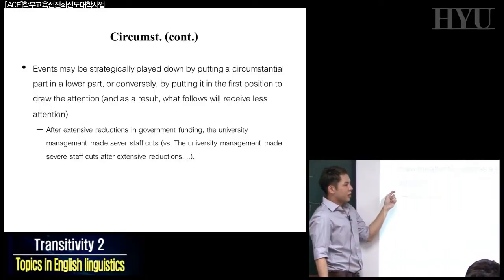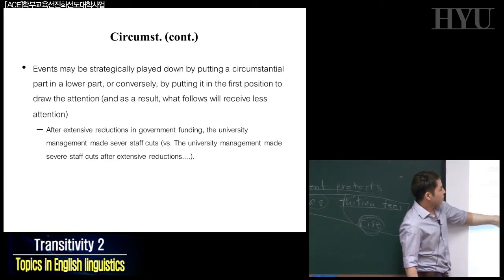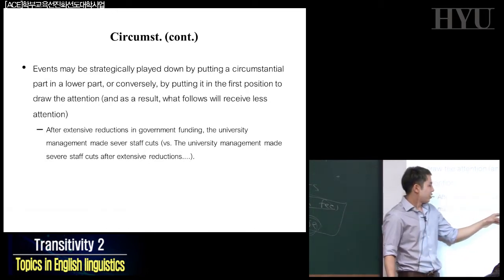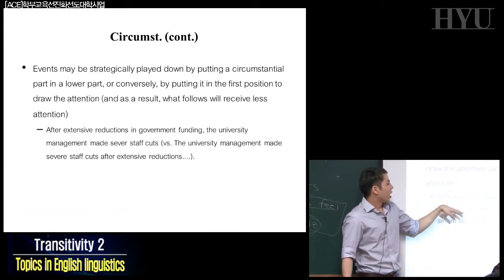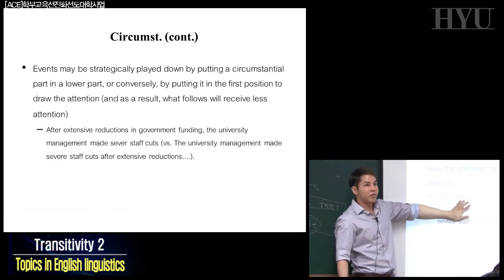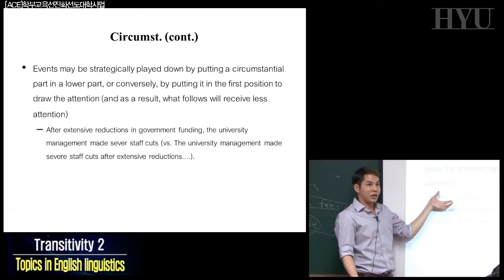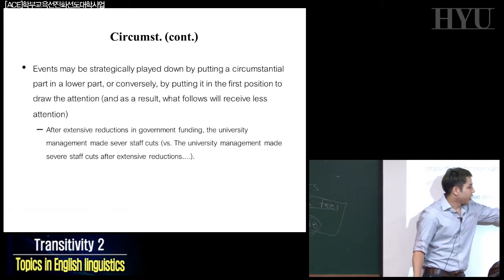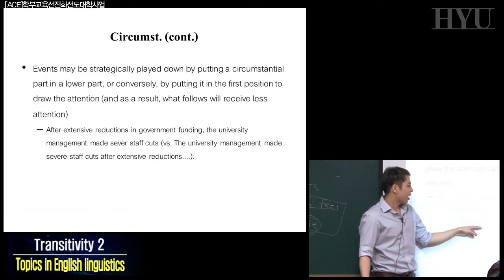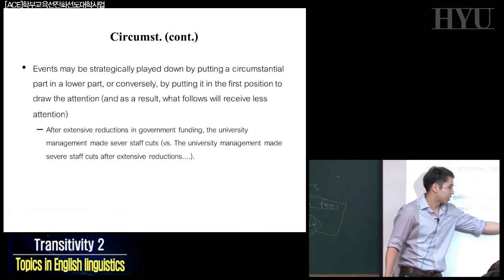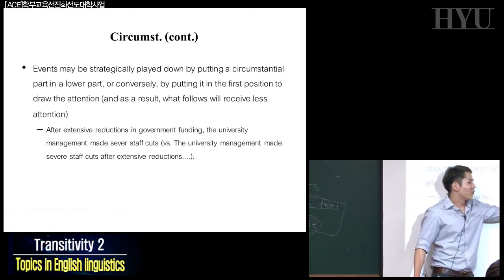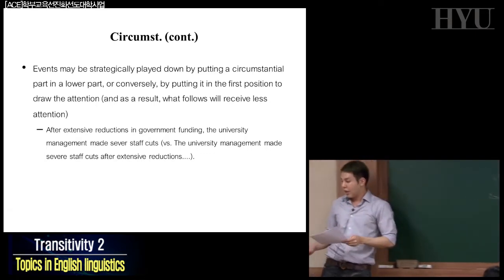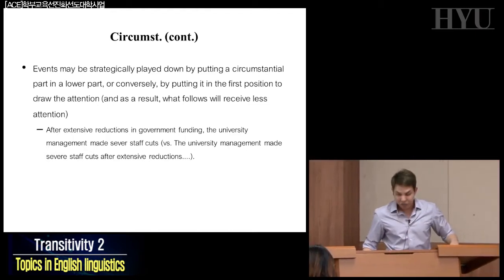The position of circumstances is important. If you compare two versions, after extensive reductions in government funding, the university management made severe staff cuts and so on. If you put the circumstance in the front, it means that you are foregrounding the reason, right? What happened first, right? So you're foregrounding what happened. But on the other hand, the university management made severe staff cuts after extensive reductions in government funding and so on. In this case, you want to foreground who did it, right? So two different ways of representing the same thing, which could draw attention of the reader differently.